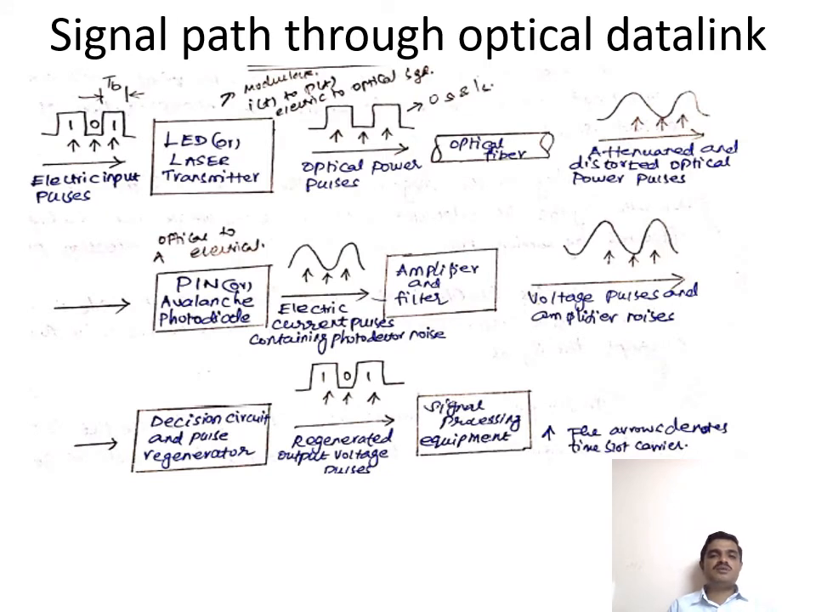This is the signal path through the optical data link. So this is our input unit. That input may be a mobile phone or computer, whatever gadget. It produces electric pulses, represented as binary 1, 0, 1 and so on. The length of each bit is called the time duration, TB, or bit duration.